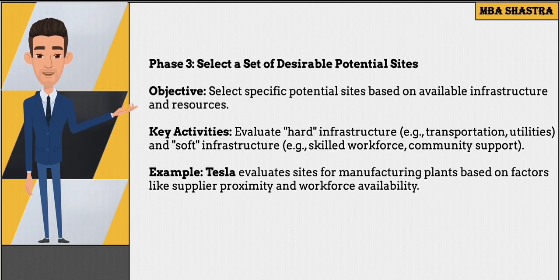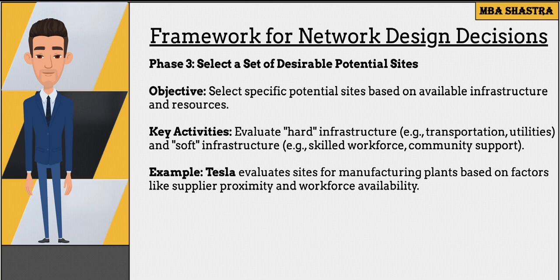Phase 3. Select a set of desirable potential sites. Objective: select specific potential sites based on available infrastructure and resources. Key activities: evaluate hard infrastructure, for example, transportation, utilities, and soft infrastructure, for example, skilled workforce, community support. Example: Tesla evaluates sites for manufacturing plants based on factors like supplier proximity and workforce availability.